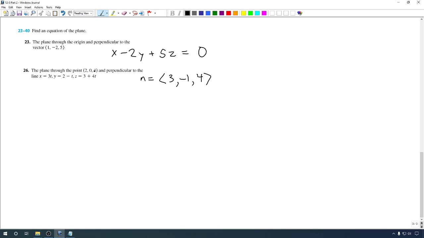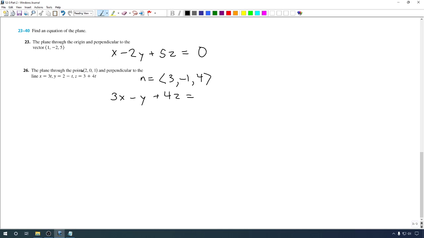So now we have a point and we have a normal vector. We can do exactly the same thing as we did in 23, where we take these to be the coefficients of x, y, and z. So we have 3x minus 1 times y, then plus 4 times z. We're not going to have a 0 over here. Well, it's possible, but only if it turns out that the origin is on the plane and we just didn't know to begin with. But we shouldn't expect it to be a 0.